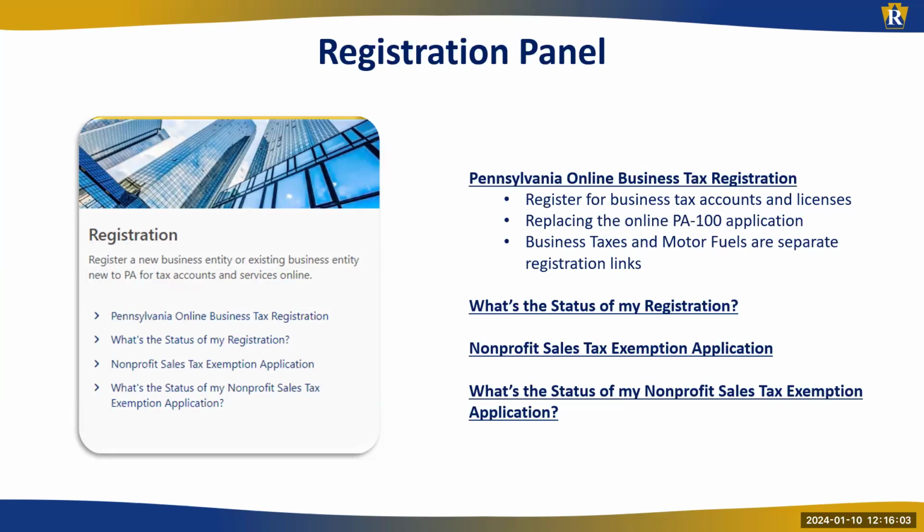Additionally, we have a brand new feature, which is the nonprofit sales tax application and checking the status of that. This is essentially the form REV 72. Again, only nonprofit organizations should be using this. If you are a for-profit entity, you will want to use the REV 1220 if trying to receive an exemption for any reason that is currently not available on the portal.